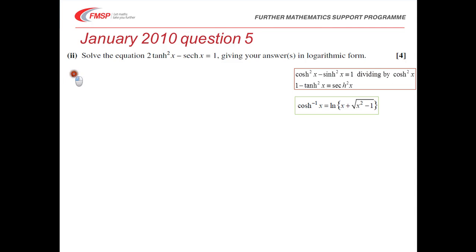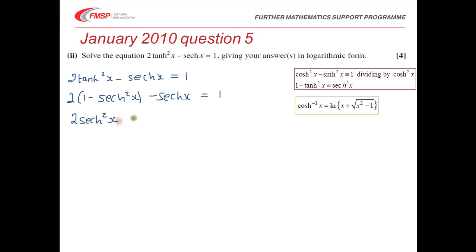So if we just start by doing this then. 2 tanh squared x minus sech squared x equals 1. So we're going to replace tanh squared by 1 minus sech squared x, and then it's really just a matter of bringing all the terms over to this side and writing it as a quadratic in sech, and we get that.